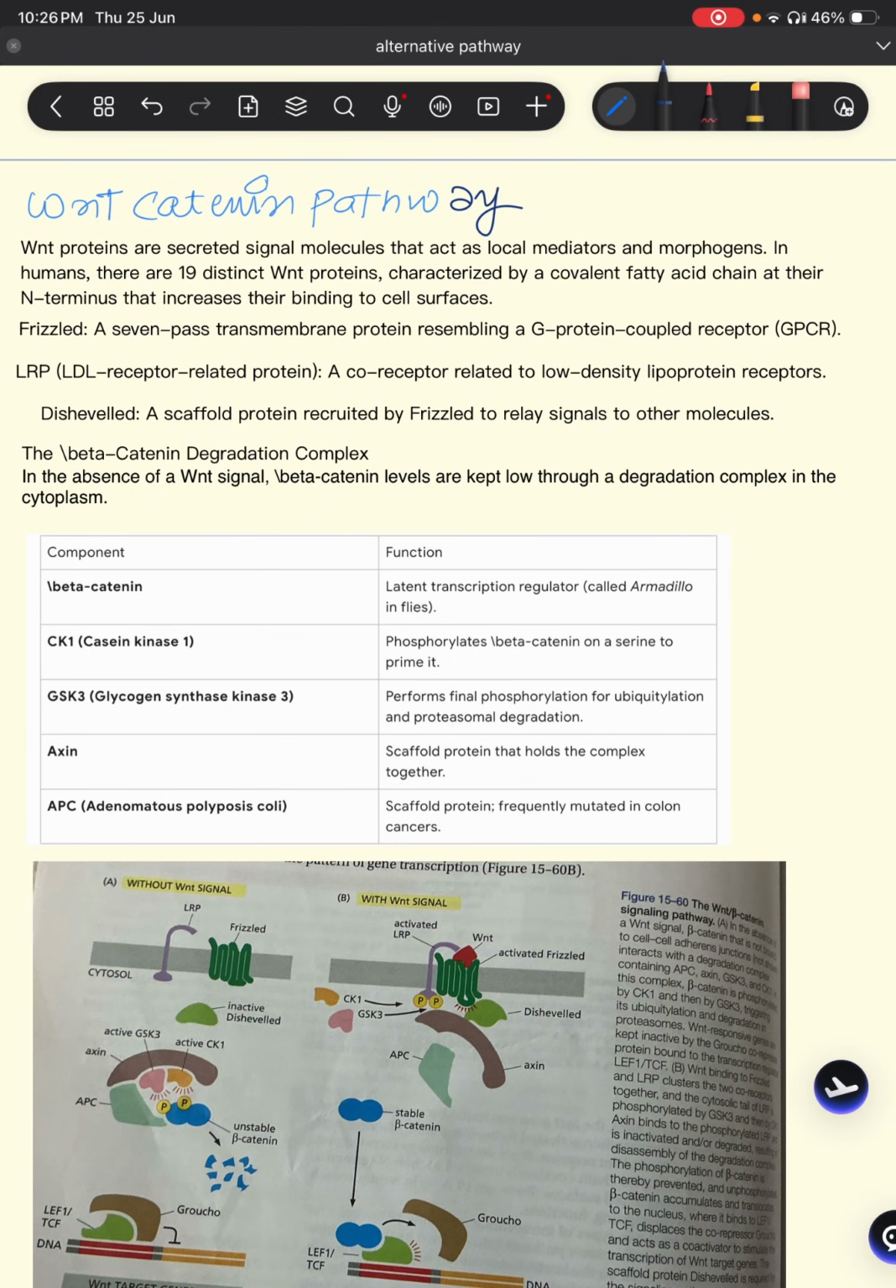So, hello everybody. Today we will discuss the Wnt beta-catenin pathway.